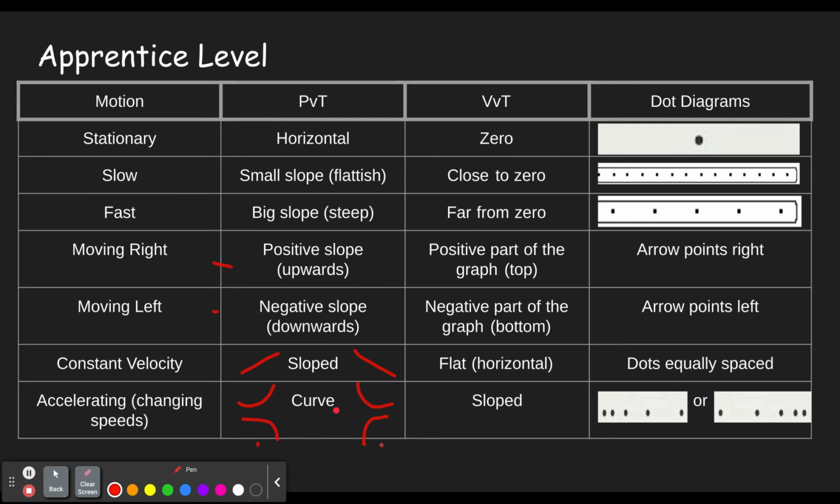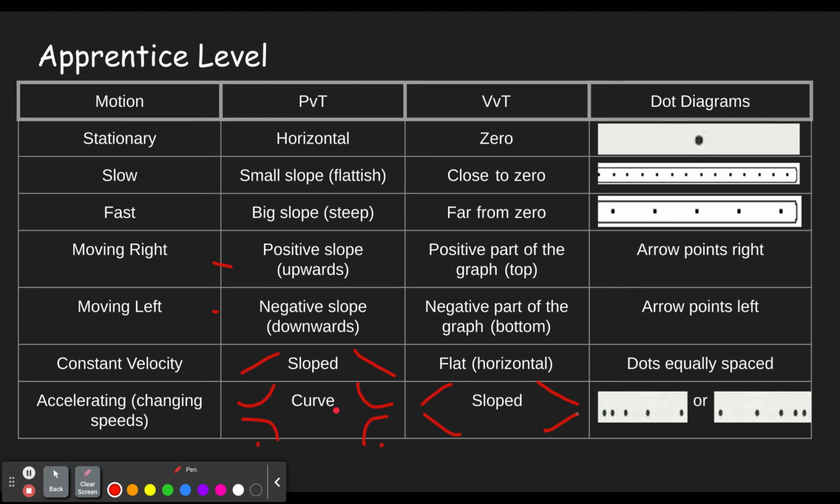The velocity time graph will be sloped. You'll see it sloping away from 0 if it's speeding up, or sloping towards 0 if it's slowing down. Again, all of that I just went through is in those other videos.